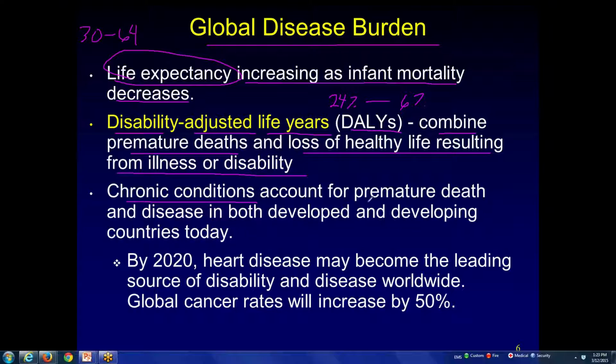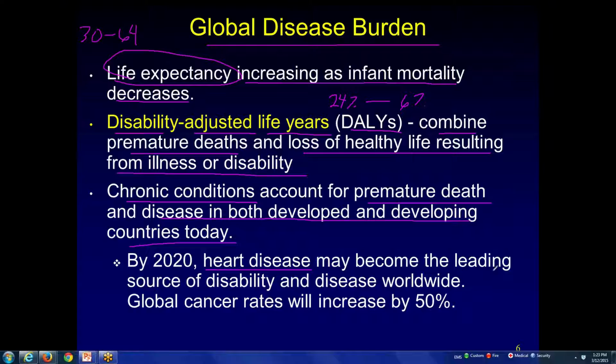Chronic conditions account for premature death and disease in both developed and developing countries today. So we have a lot of chronic conditions. And what would that be? Something like heart disease or diabetes we would call chronic. Diabetes results in premature deaths. A lot of people with diabetes don't live as long. They have a lot of heart problems along the way too.